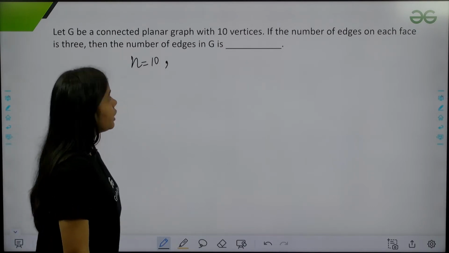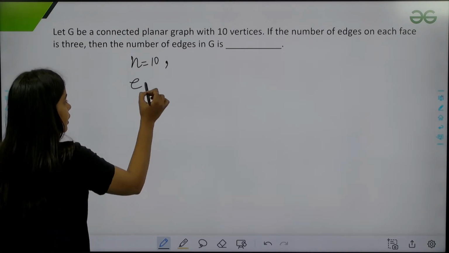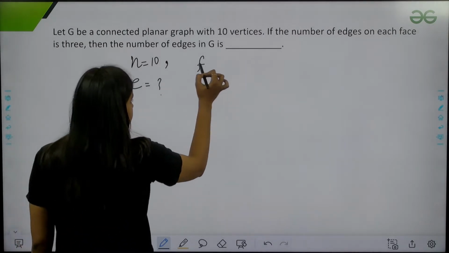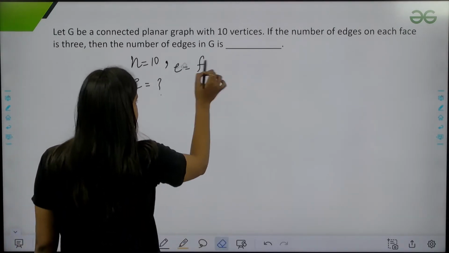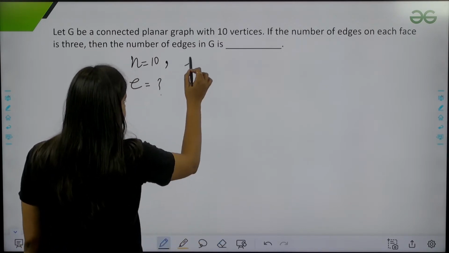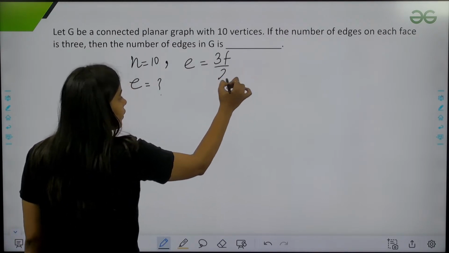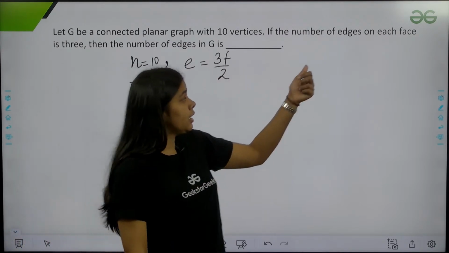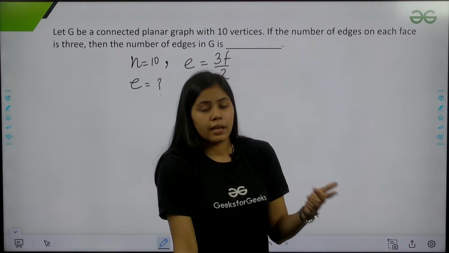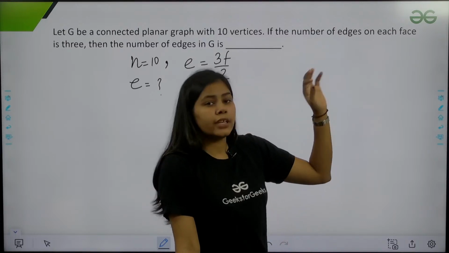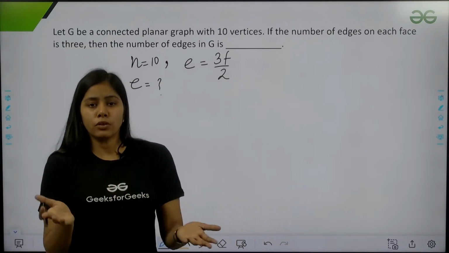If the number of edges on each face is 3, the number of edges in G, that means we have to find E, and we are given that the number of edges on each face is 3. So that means 3f by 2 is the total number of edges. Why? Because there are 3 edges on each face, and we know that every edge is also on 2 faces, right?